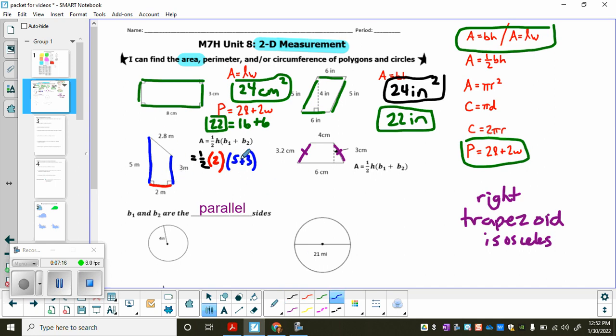Now for this, 5 plus 3 is 8, and then I could just use PEMDAS, like half of 2 is just 1, and 1 times 8 is 8. So we've got the area here would be 8 square meters.